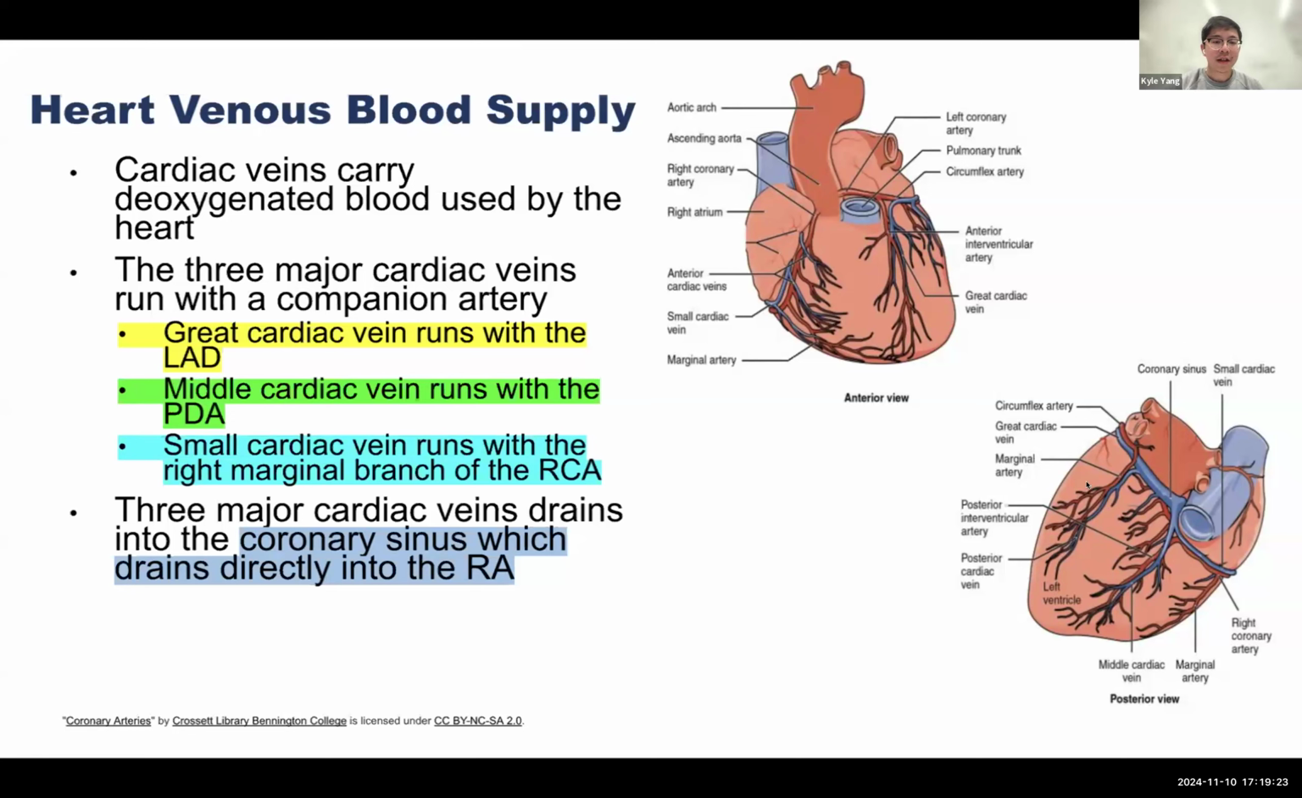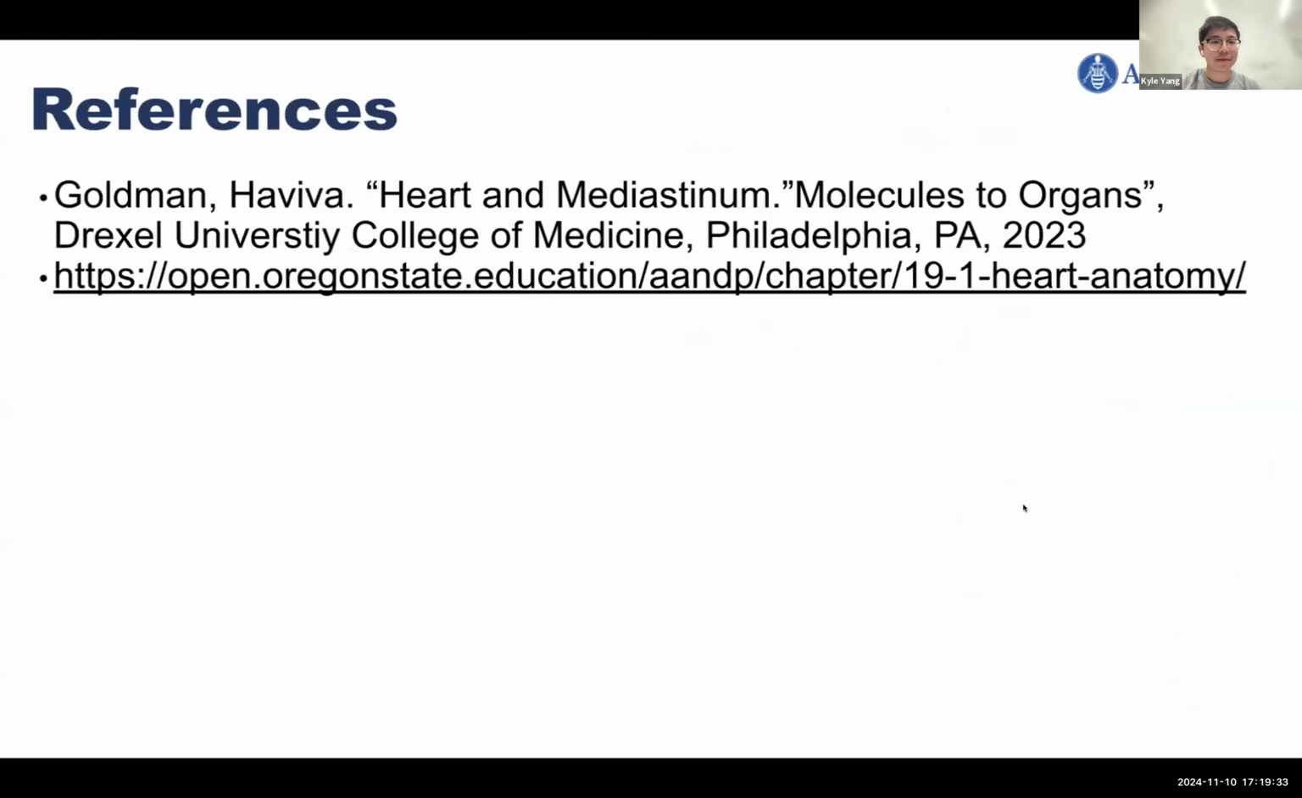Okay. And then all three of these cardiac veins feed into your coronary sinus, shown here, which then finally drains directly back into the right atrium for further circulation. Okay. And yeah, that's everything I really had to cover today.